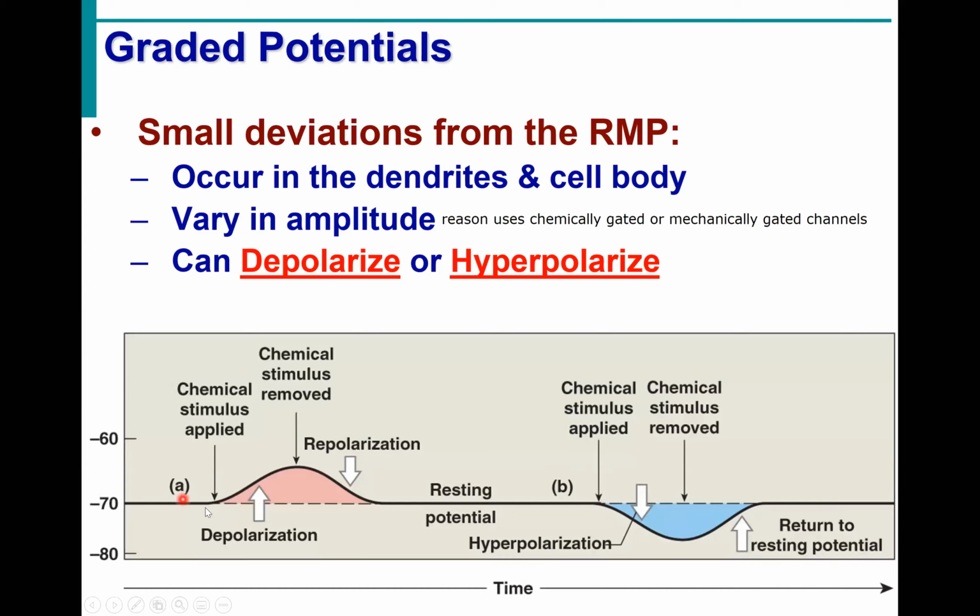And here, as we see, depolarization is moving away from the resting membrane potential. Repolarization is moving back to it. A hyperpolarization is moving below the resting membrane potential. And again, that return to the resting membrane potential, and I don't know why they didn't write that there, but remember, if you're returning to the resting membrane potential, this also is a repolarization.